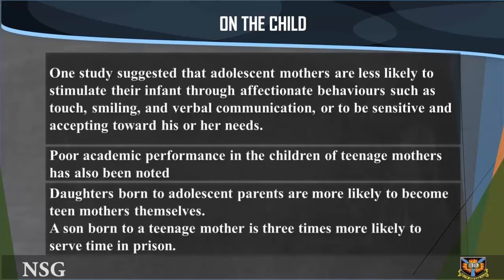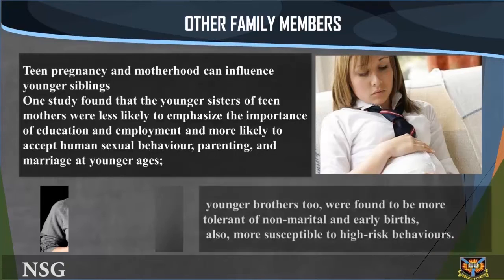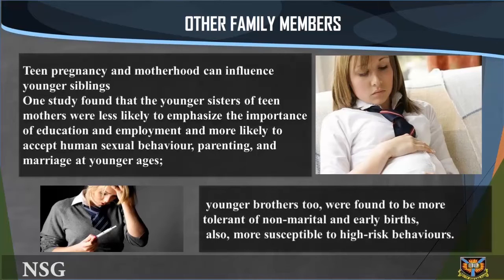being more likely than average to fail to graduate from secondary school, be held back a grade level, or score lower on standardized tests. Daughters born to adolescent parents are more likely to become teen mothers themselves. A son born to a teenage mother is 3 times more likely to serve time in prison. Other family members: teen pregnancy and motherhood can influence younger siblings.